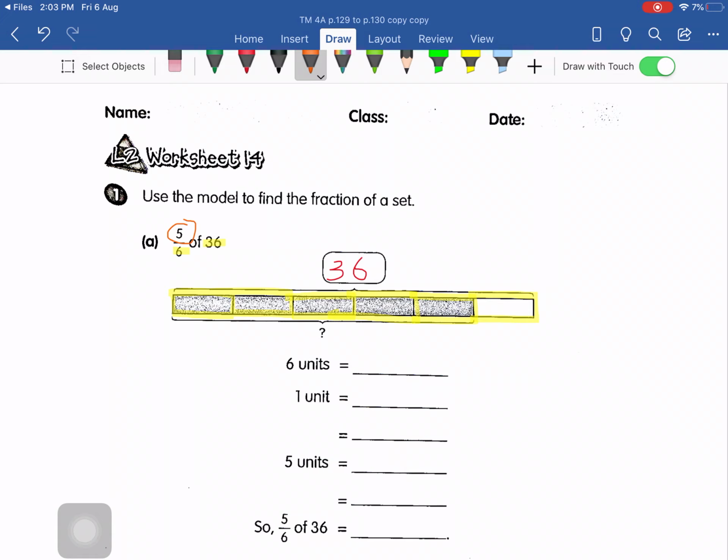5/6 of 36, we know that 6 units represent 36. So to find 1 unit, we are splitting 36 equally into 6 groups, which means that each group is a number 6. To find the shaded part, which is 5 units, it means that there are 5 groups of 6. So 5/6 of 36 is 30.